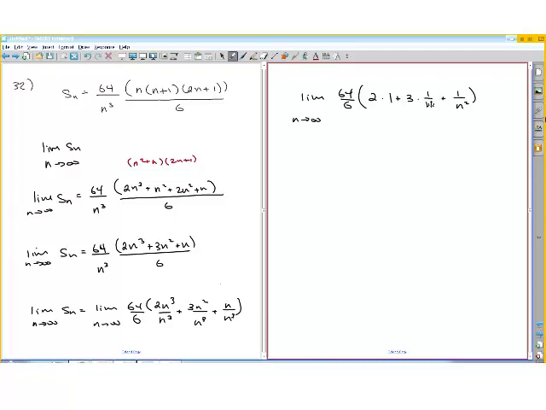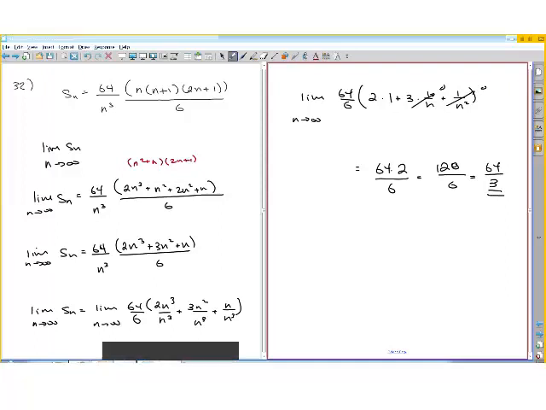So now we've taken the limit. When we take the limit, this goes to 0, and this goes to 0. We're just left with the number, so the answer is 64 times 2 over 6. 64 times 2 divided by 6 is still a fraction, but it's 128 over 6. If we divide both by 2, we get 64 divided by 3. So that would be your final answer, 64 thirds.